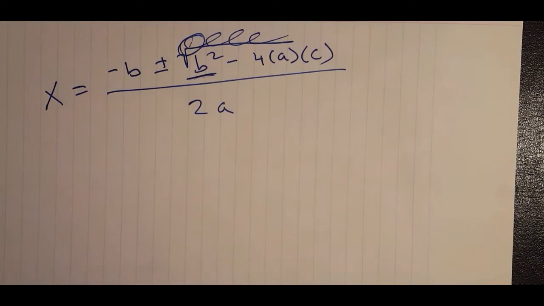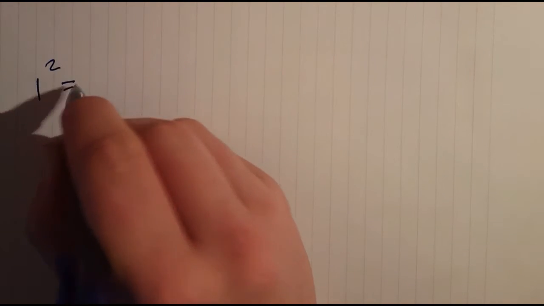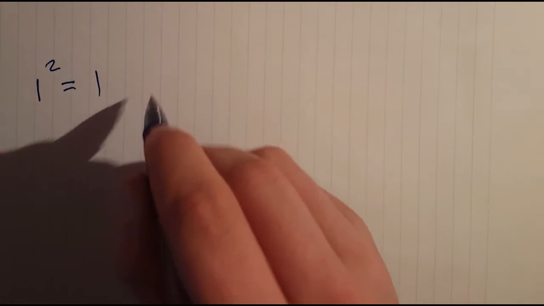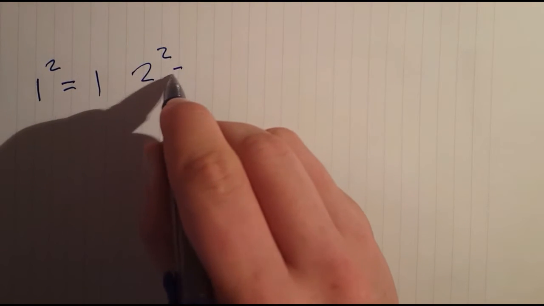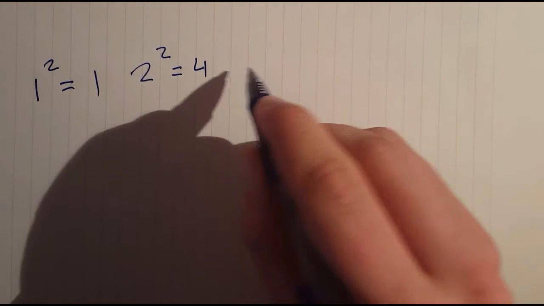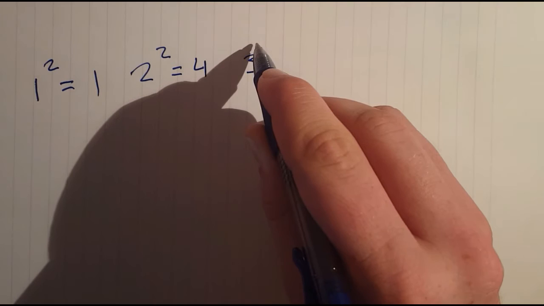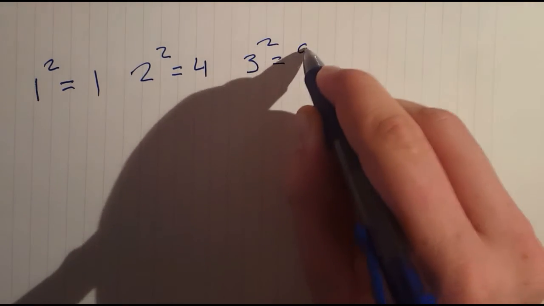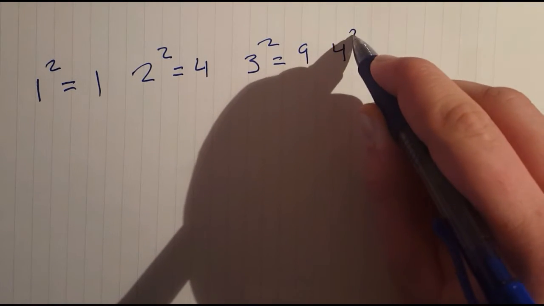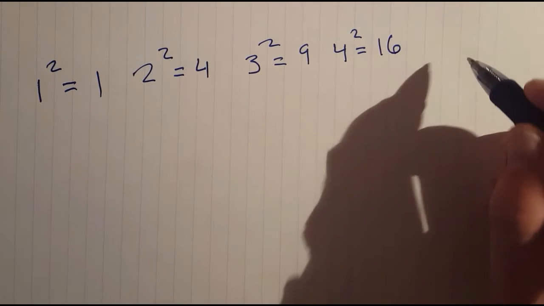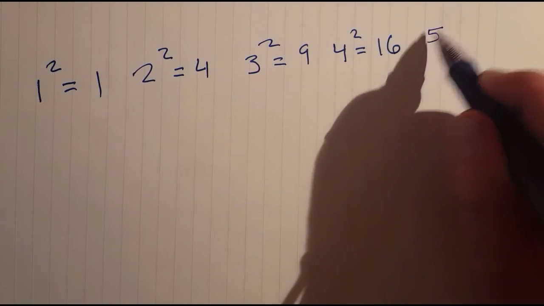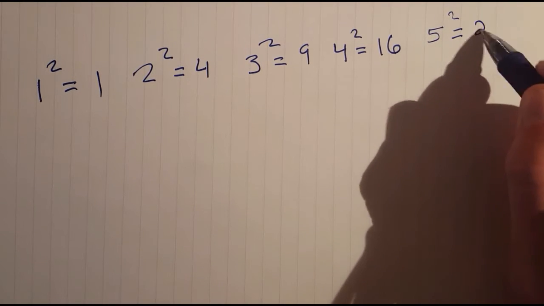We will learn how to solve that later, but for now, let's start with a few simple examples, such as 1 to the power of 2 equals 1, 2 to the power of 2 equals 4, 3 to the power of 2 equals 9, 4 to the power of 2 equals 16, and 5 to the power of 2 equals 25.